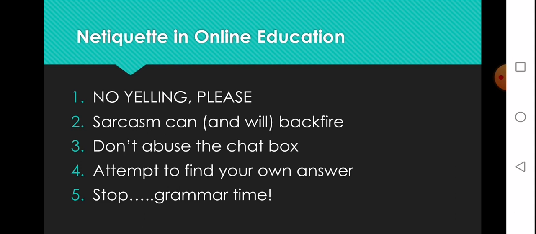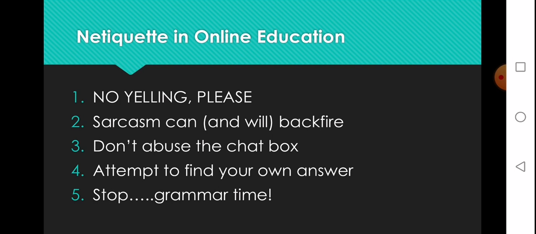Netiquette in online education. First, no yelling. Second, sarcasm can and will backfire. Third, don't abuse the chat box. Chat boxes are incorporated into many online classes as a place for students to share ideas and ask questions related to the lesson. It can be a helpful resource or a major distraction. It all depends on how well students know their classroom etiquette.